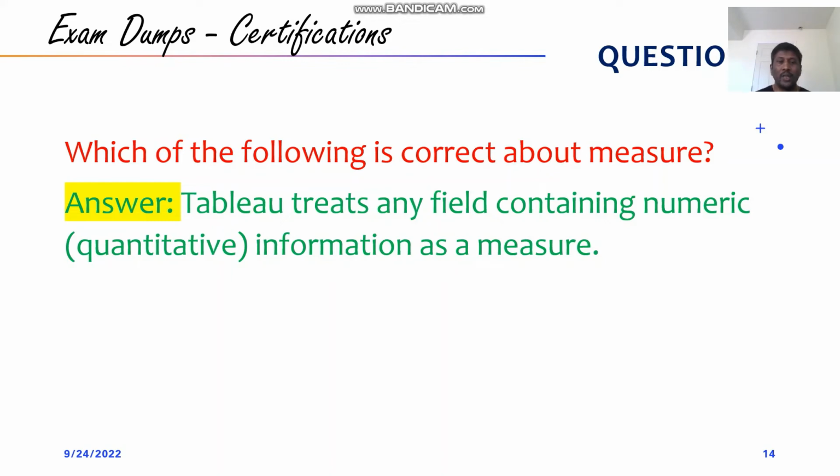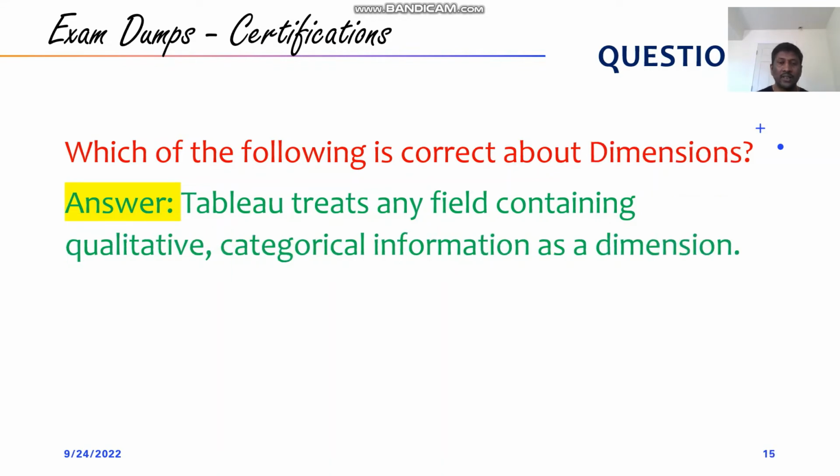Answer: Tableau treats any field containing numeric, quantitative information as a measure. By default, it will take it as a measure. Next, what is a dimension? A dimension contains qualitative information, and Tableau automatically treats that as a dimension field by default.